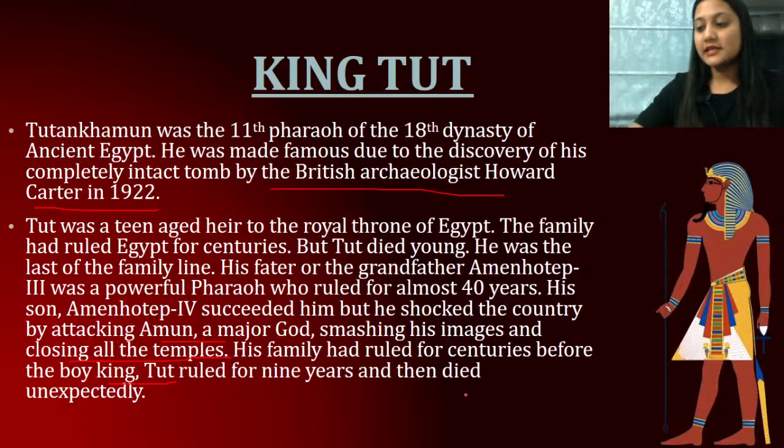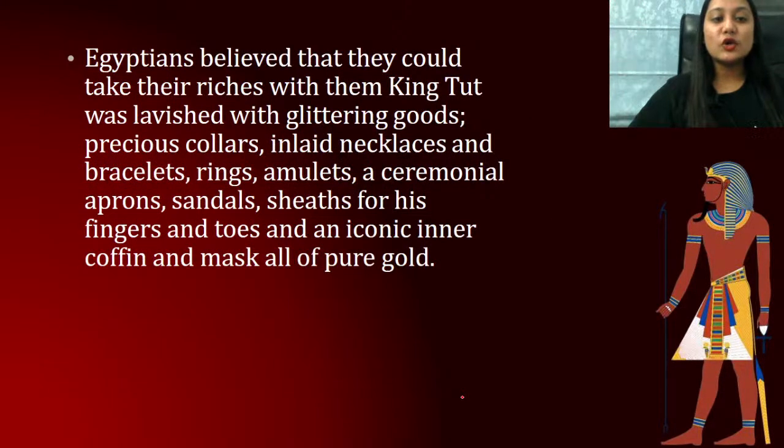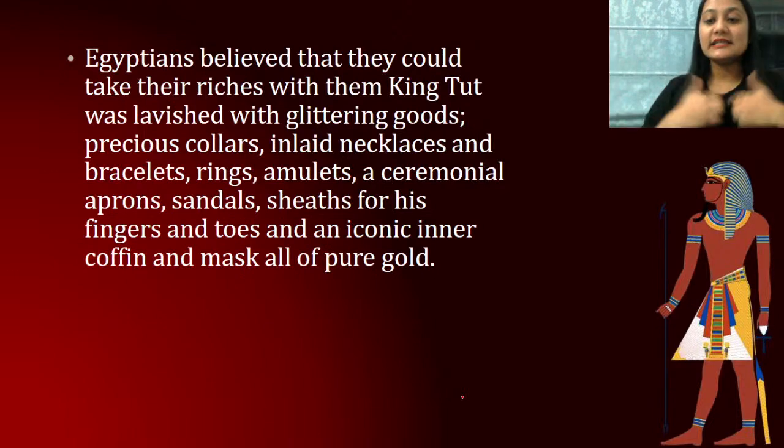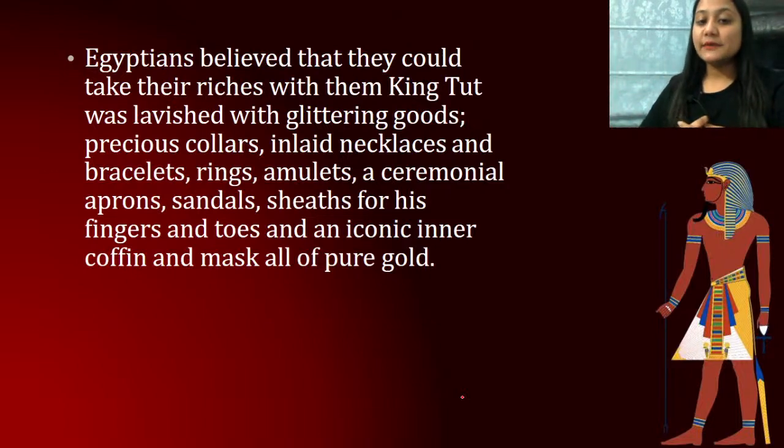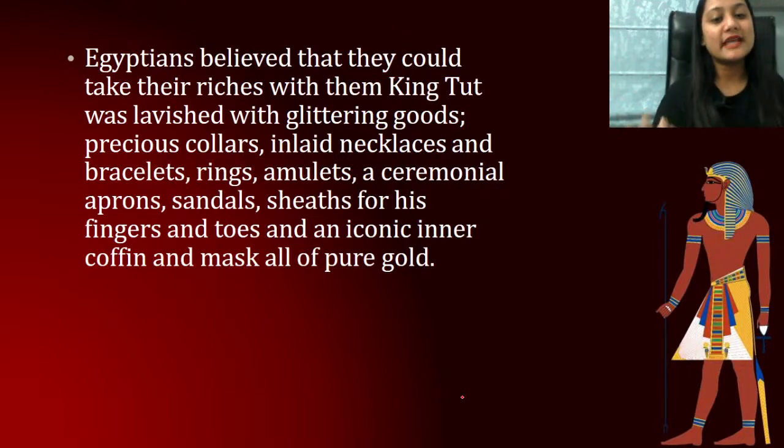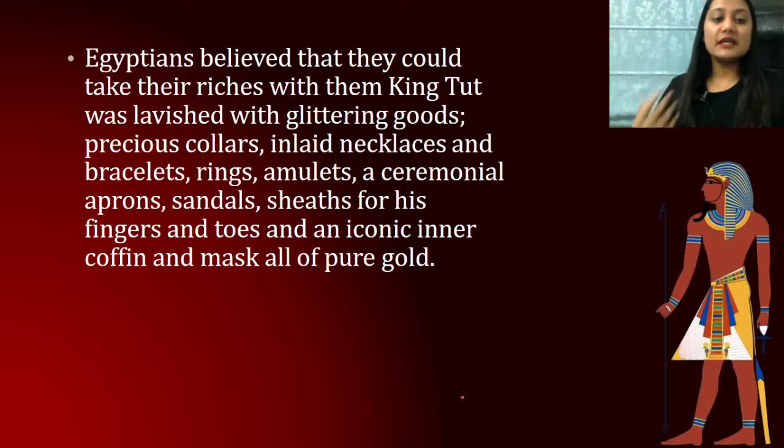Tut ruled for 9 years and then died unexpectedly. Egyptians believed that they could take their riches with them. King Tut was lavished with glittering goods: precious collars, inlaid necklaces, bracelets, rings, amulets. I have told you many times, amulets are basically those threads that are tied on our hands, what we call moli, or in Muslims, those tabis, which are said to protect from the evil eye. So they had amulets too, and these things were buried with King Tut, along with a ceremonial apron, sandals, sheaths for his fingers and toes, and an iconic inner coffin and mask all of pure gold. All these things used to be of pure gold.